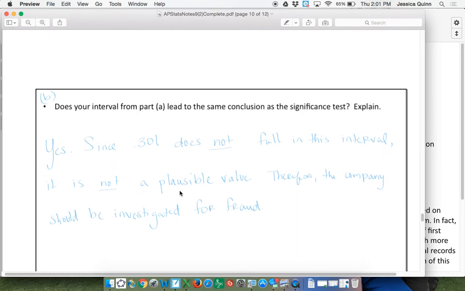The other thing it asked was, does your interval from A lead to the same conclusion as your significance test? Explain. So again, because 0.301 is not in the interval, it's not a plausible value. So it's not plausible that this company really had a proportion of expenses beginning with a digit of 1 of 0.301. So therefore, again, yes, this company really needs to get investigated for fraud.